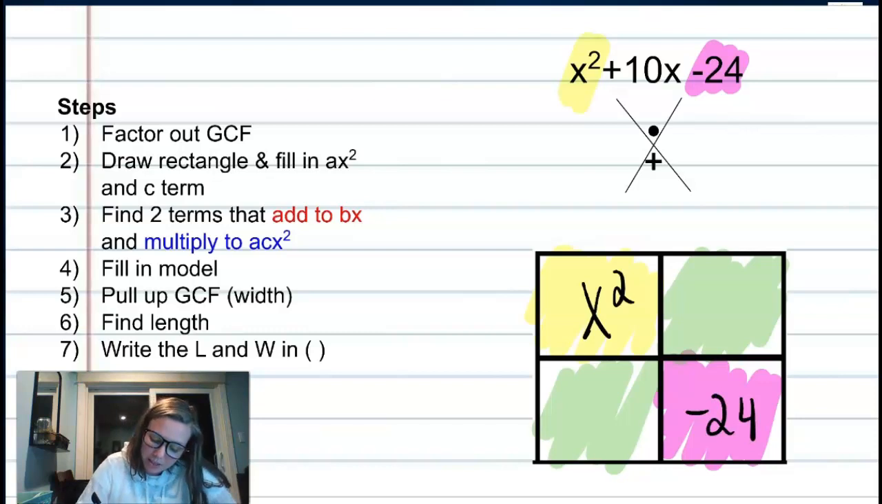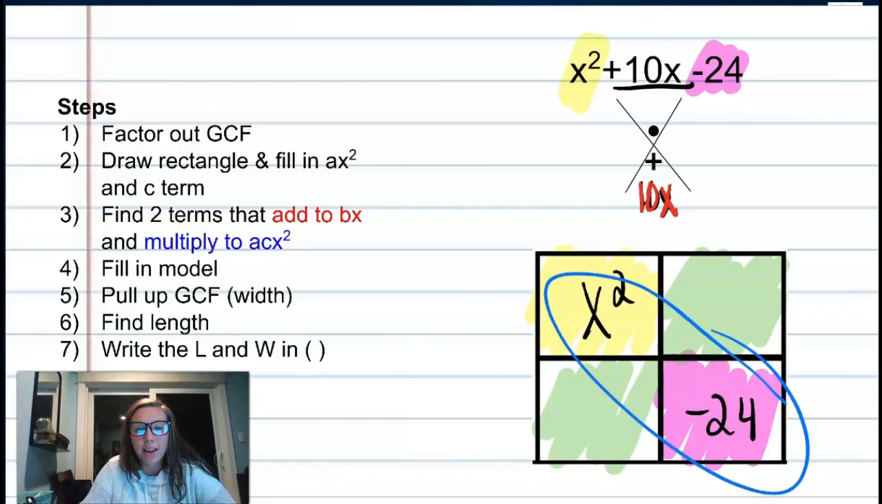So we want something that's going to add to the middle term. These are going to add to 10x. And it's going to multiply to this, so multiply to that, so that's going to be negative 24x squared. All right, so we want to think of things that multiply to negative 24.